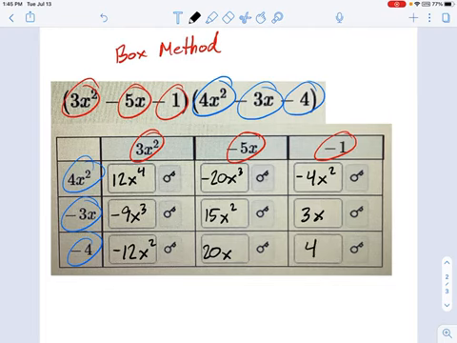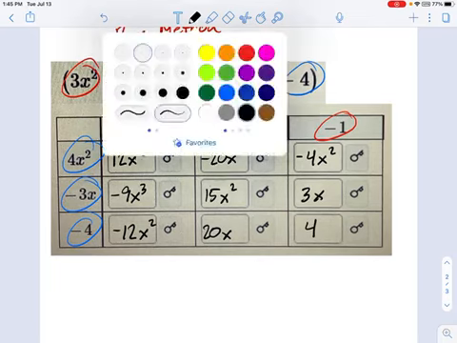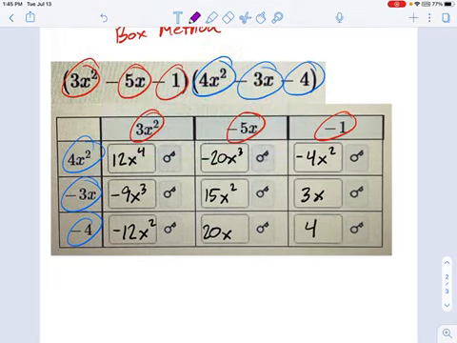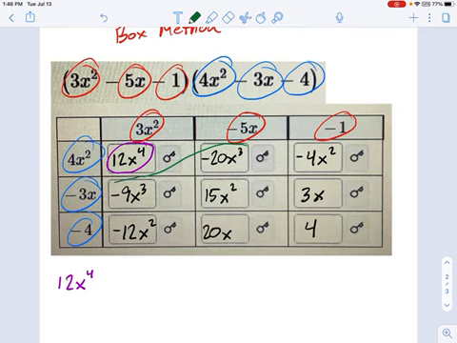So now what we do, once you've filled in the table, is you simply go through and you add up all the terms, all the like terms. And let's use purple for this. So let's start with this guy, 12x to the 4th. And remember, these are like terms. So next we'll do these guys, the x cubes. So that's going to be minus 29x cubed.